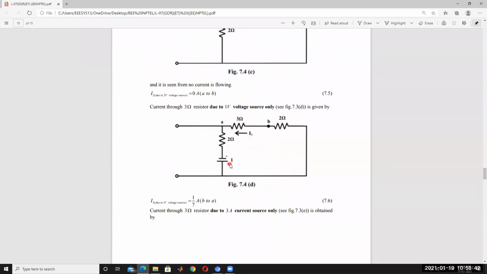Here current is always from high potential to low potential. Here high potential, here low potential. That's why the current in the circuit flows like this, circulating in the loop in the anti-clockwise direction. No current flows into the open circuit: zero, infinite resistance.